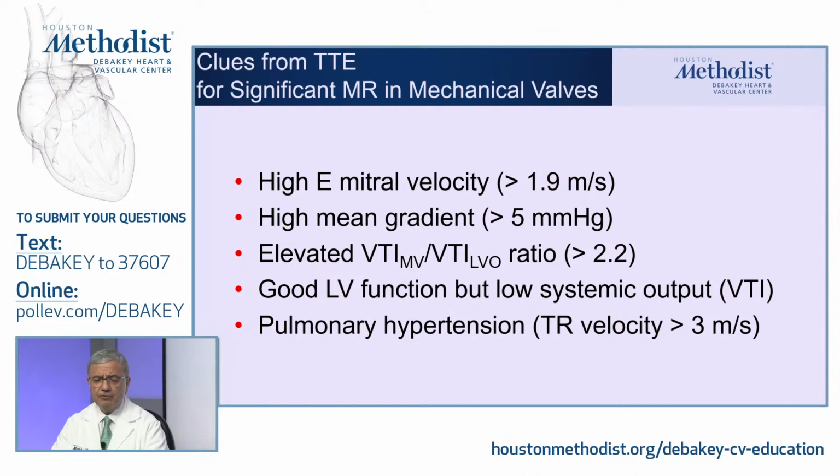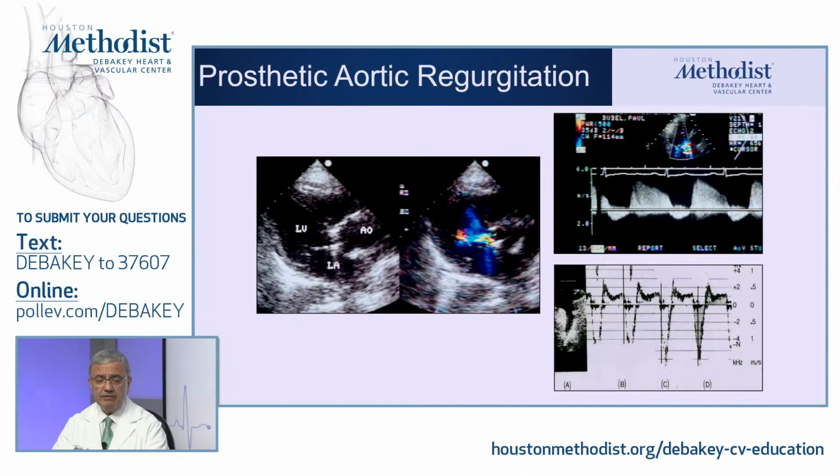So the clues from the transthoracic examination for significant MR in mechanical valves are a high E velocity greater than 1.9, and a high mean gradient, and high is relative, meaning you're not going to look at 10 millimeters or more gradient, usually 5, 6, 7. It's really not that elevated. An elevated Doppler velocity index, which is the ratio of VTIs, greater than 2.2, a good LV function but low systemic output in the pulmonic or the aortic position, pulmonary hypertension, TR velocity greater than 3.